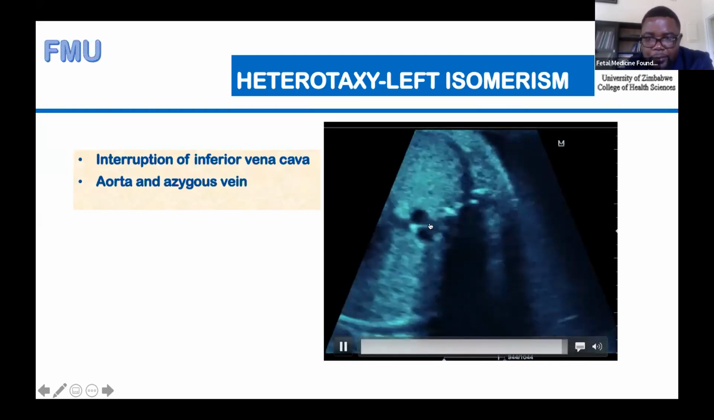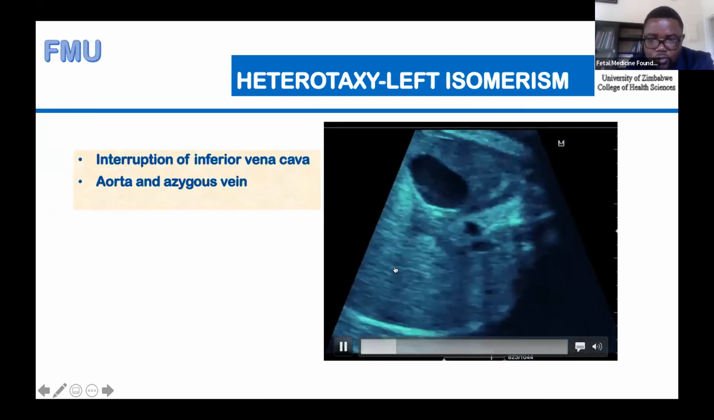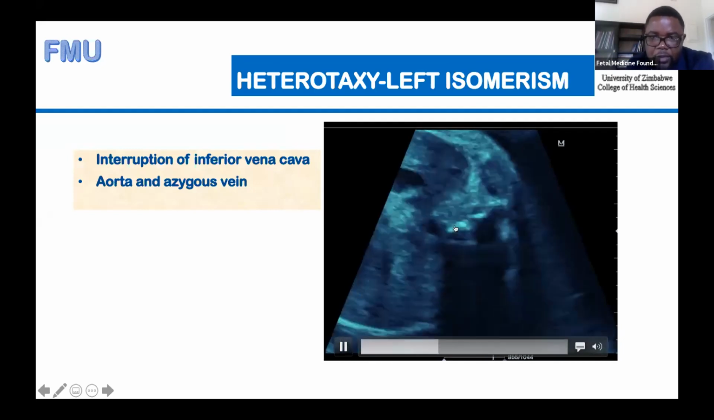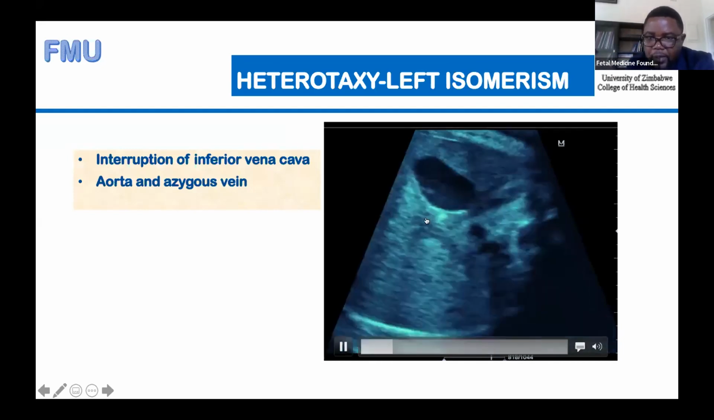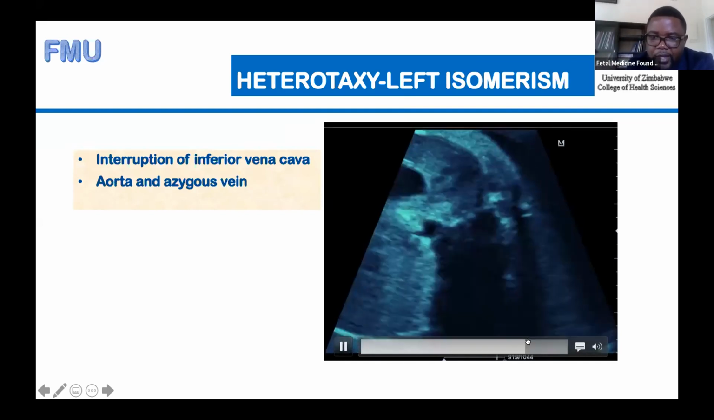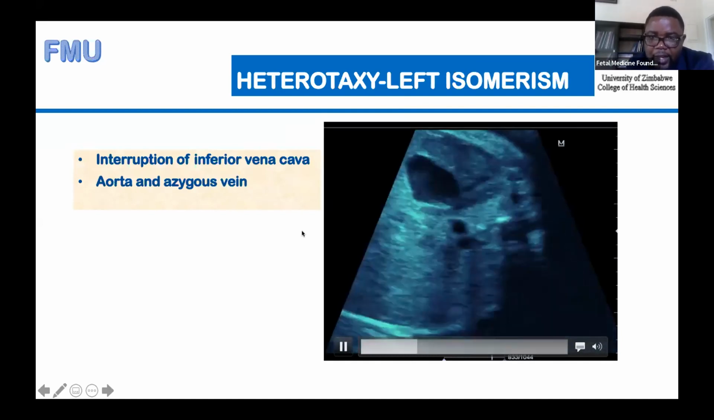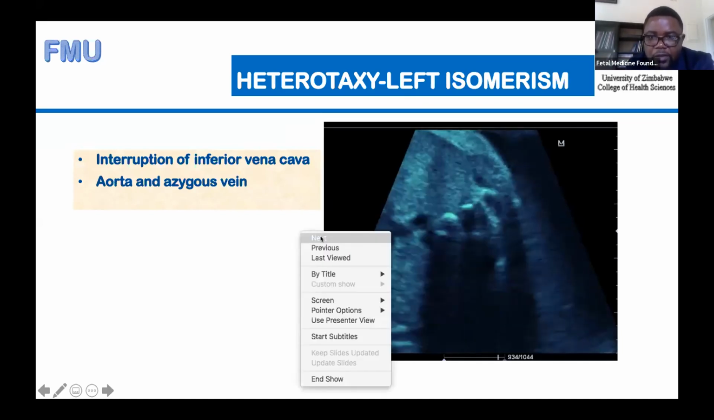So this is abnormal. So situs goes beyond seeing the stomach. You should also see the relationship of these big vessels, that is the aorta and the inferior vena cava. If you don't find the inferior vena cava, then there is a serious underlying cardiac abnormality. They need to be referred for fetal echo.